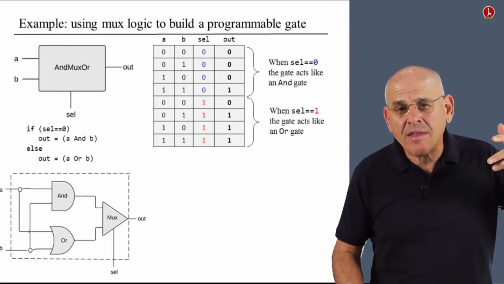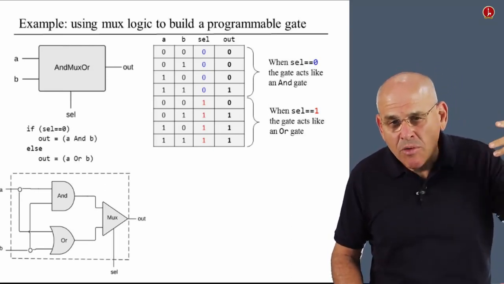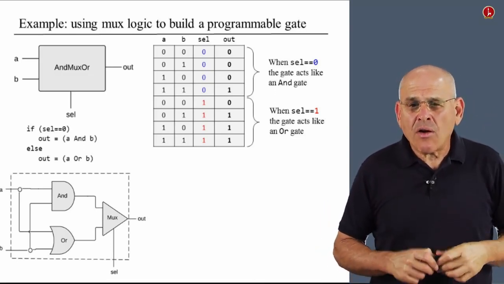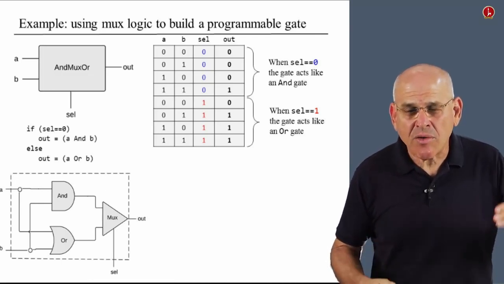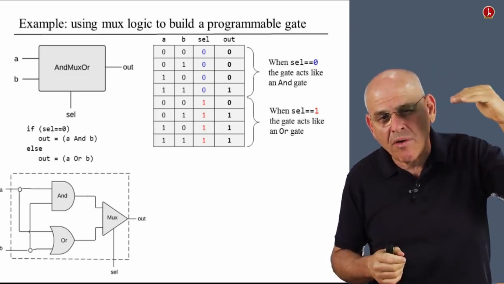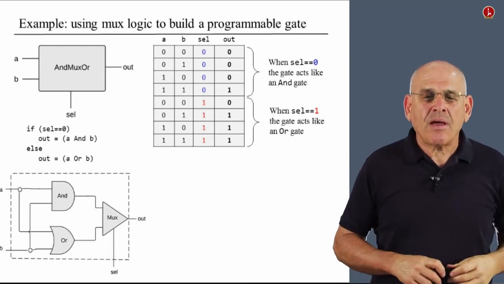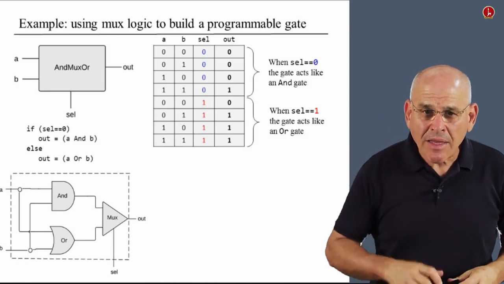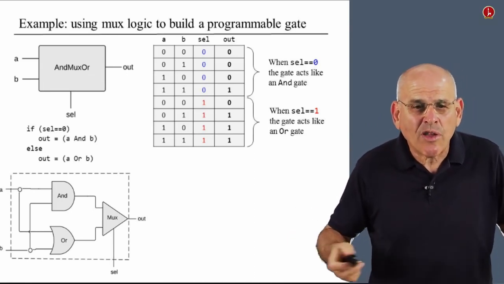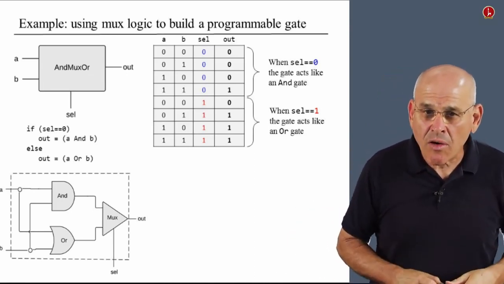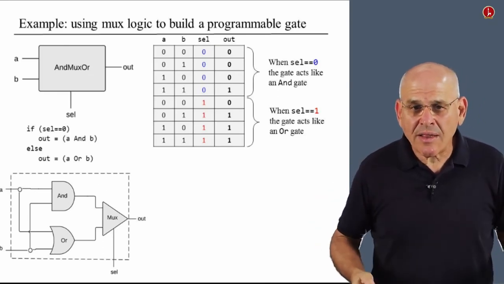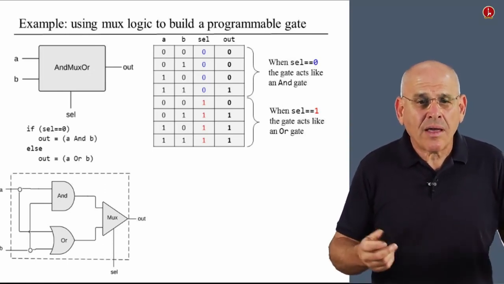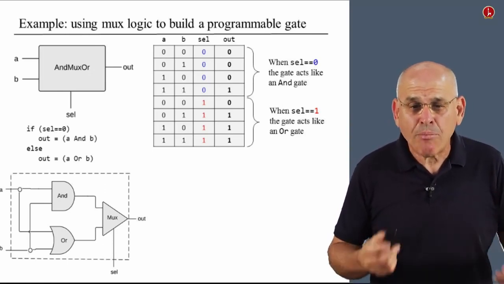And I can feed the A and B inputs simultaneously to both AND and OR. We called this fanning out before. So the A input is fanned out into both AND and OR, and the same treatment is done with the B signal. And then I use a single multiplexer to decide if I want to output the result of the AND or the result of the OR. So the user of this gate, who sees only the interface of the gate, gets exactly what he or she wanted, a programmable gate.